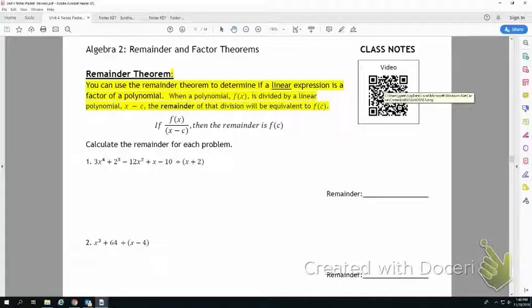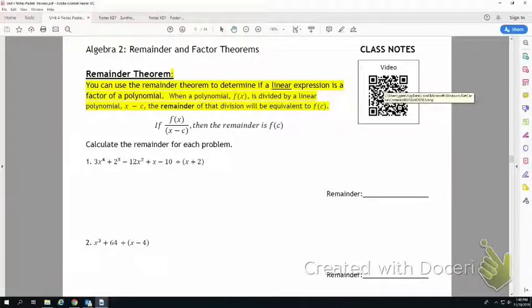One way that you can do this, I'm going to show you two different ways. I'll read through the definition real quick. It says you can use the remainder theorem to determine if a linear expression is a factor of a polynomial. So at the beginning, I asked you, was that a factor? And you said yes, because it divided evenly, there was no remainder. Then it says when a polynomial is divided by a linear polynomial, the remainder of that division will be equivalent to f of c. I'll define that whenever we get into a few examples.